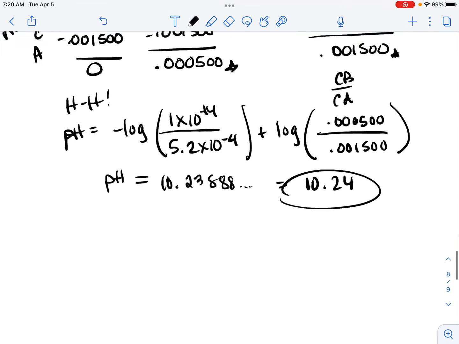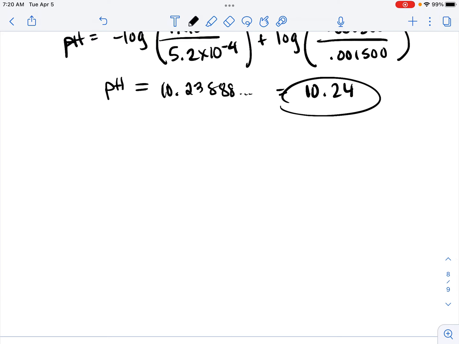Okay? All right. You could do the other parts if you want to, but I didn't do them because it's just a whole bunch of the same kind of calculations.